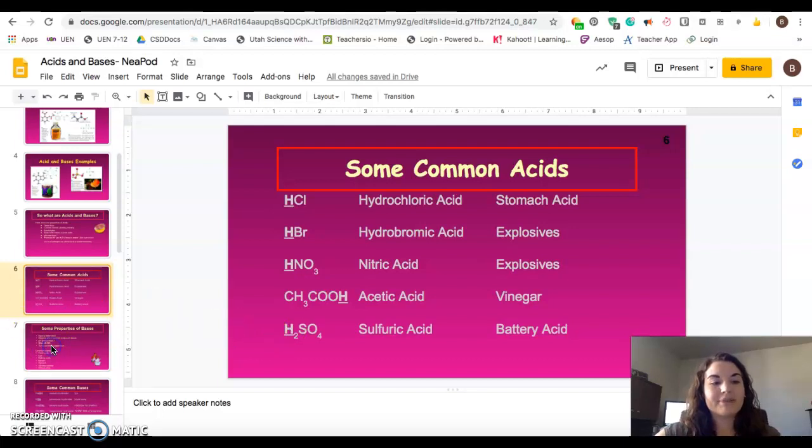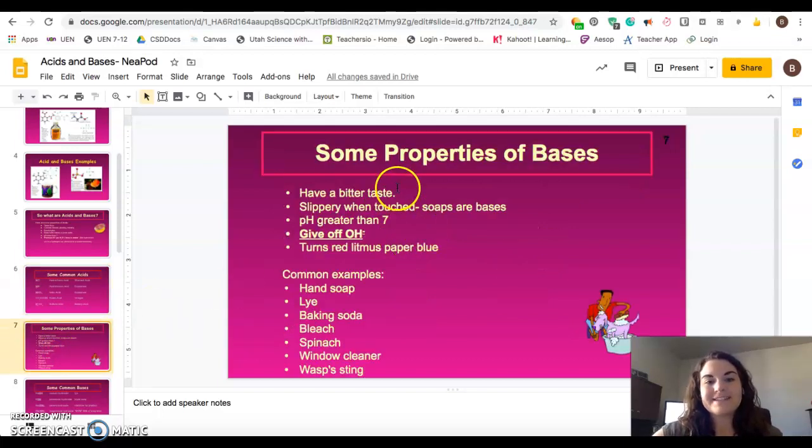Okay, let's look at some properties of bases. So bases, they have a bitter taste. So that could be like your dark, dark chocolate, super bitter tasting. They are slippery when you touch them. So think about your soaps or cleaning materials, or Windex, Lysol, 409, bleach. All of these are really slippery when you touch them.